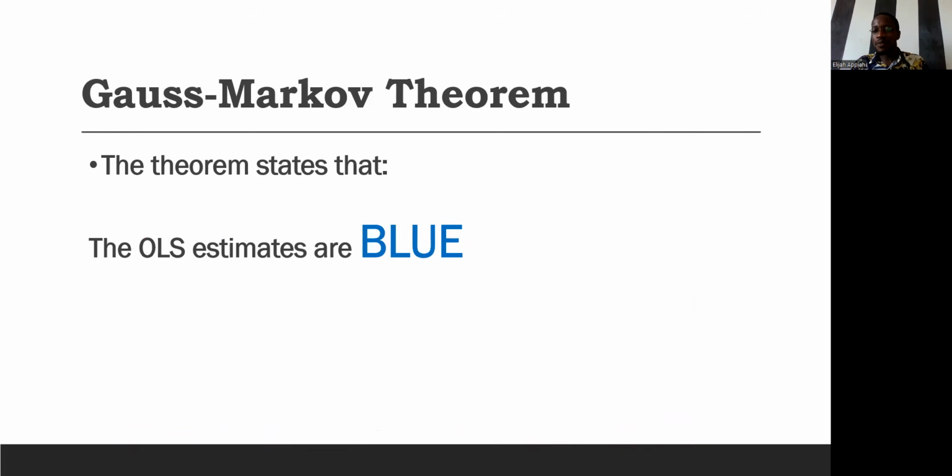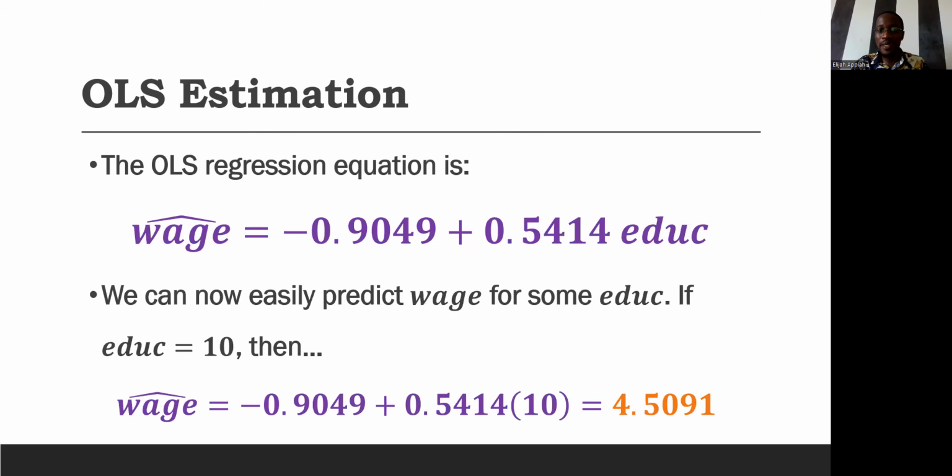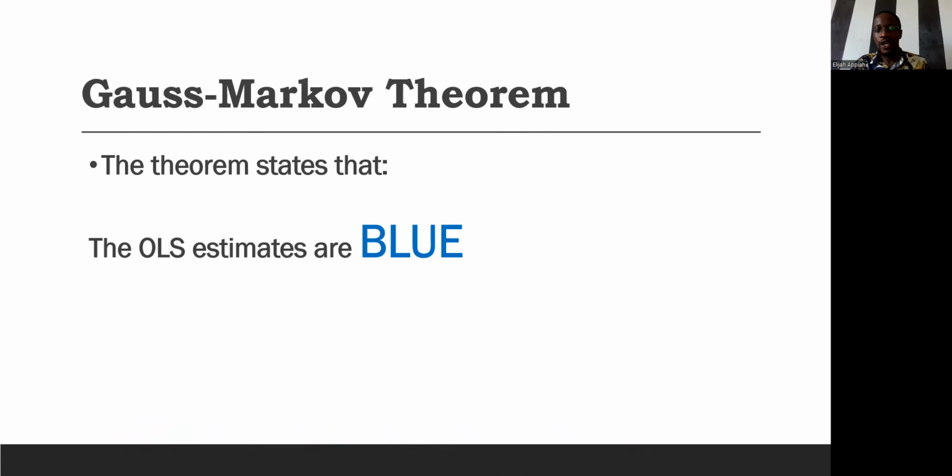After we have estimated this model, there is what we call the Gauss-Markov theorem. The theorem states that the OLS estimates, and what are they? They are simply the coefficients, the intercept and the slope. So the OLS estimates, the regression coefficients, are BLUE. That is the Gauss-Markov theorem.